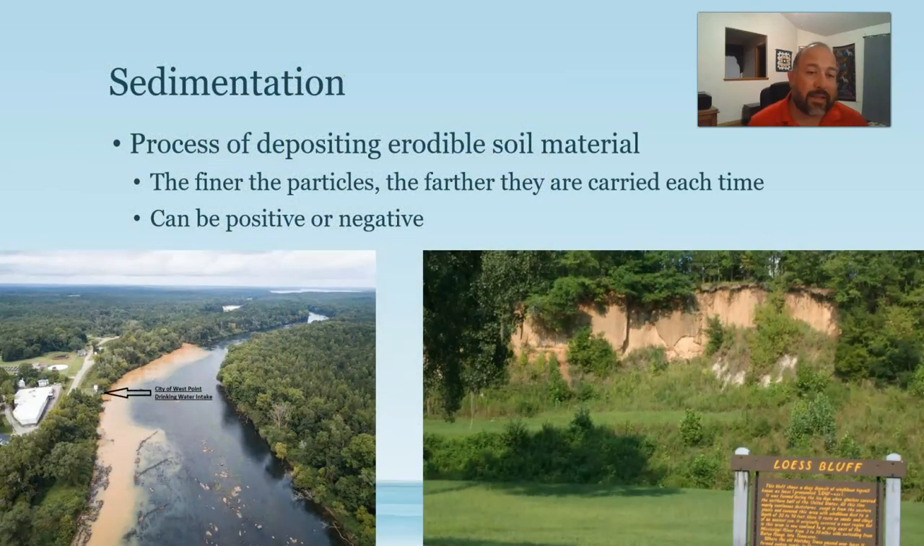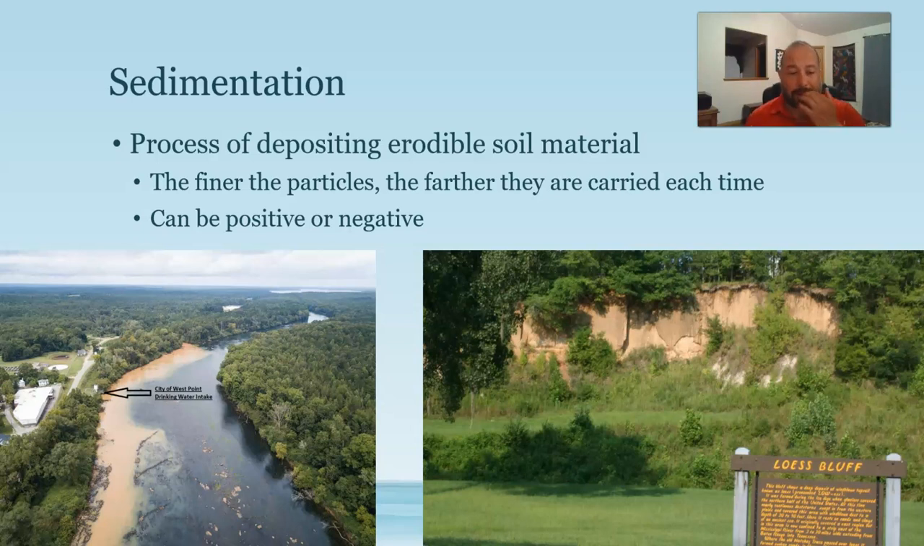So the next step in soil erosion by water is, we talked about the idea that you've got detachment, so it gets separated from its original site. You've got transport, so it gets moved from its original site. But then, of course, if it leaves its original site and gets put somewhere else, it's got to end up somewhere. And so that's what sedimentation is. It's the process of depositing erodible soil material wherever it ends up. And the finer the particles are, the farther they're going to get carried each time.